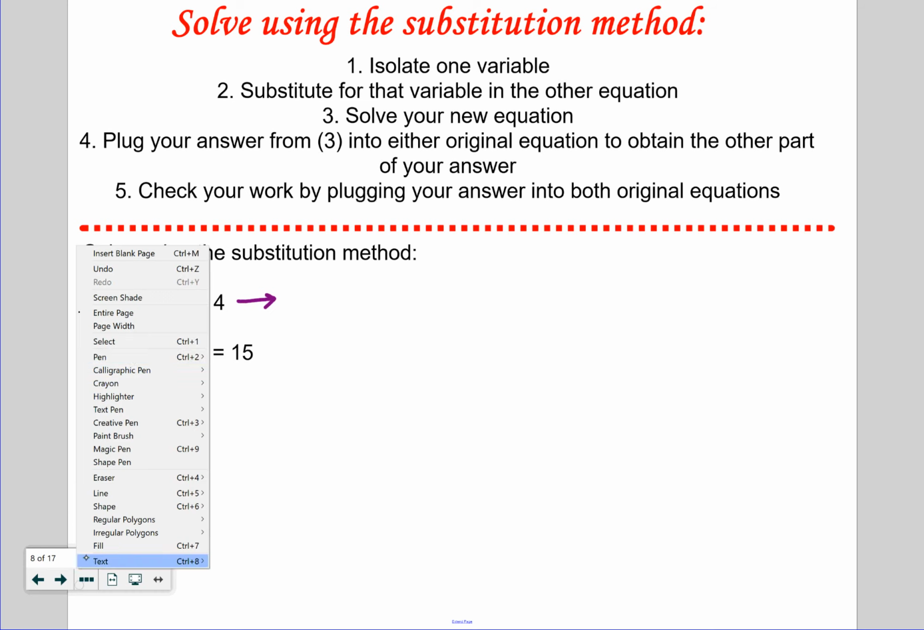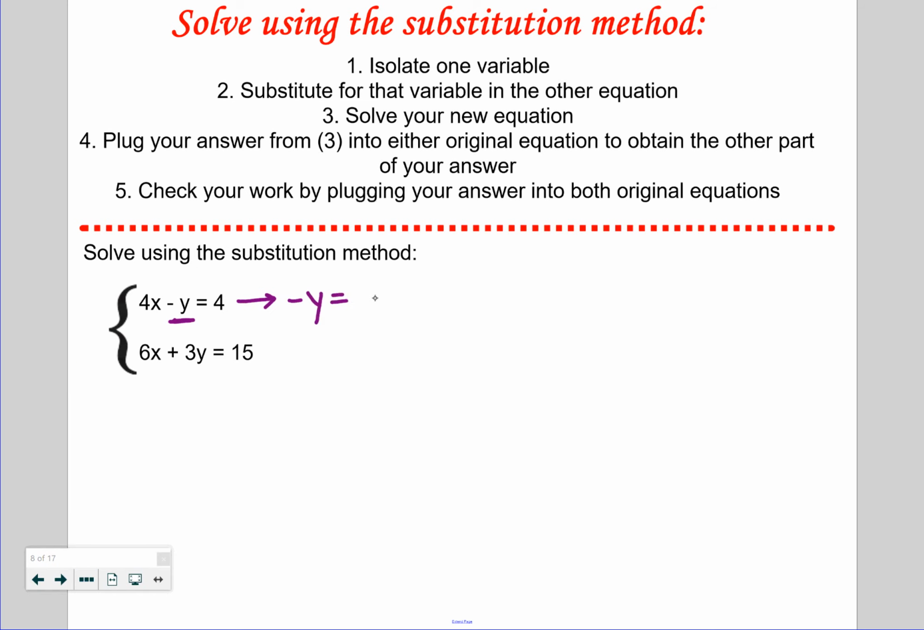I'm going to have negative y equals 4 minus 4x. And then I still have one more step to get the y alone. I'm going to divide everything by negative 1. So now I have y equals negative 4 plus 4x. That's the end of my first step.